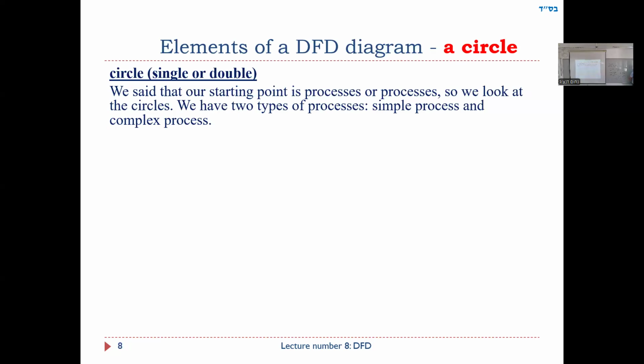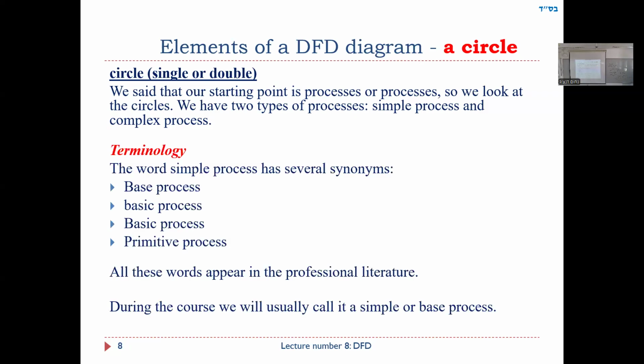So a circle can be a single or double, and I already mentioned this. If it's a single, we call it a simple process, and if it's a double, we call it a complex process. Simple, and what does it mean? Complex means, well, there's actually a lot of terminology. The simple one can also be called a base process, a basic process, or primitive process. I don't know why I have basic process twice, but whatever.